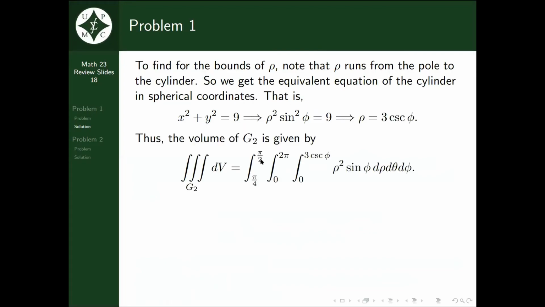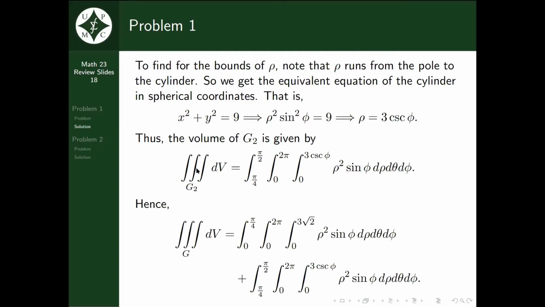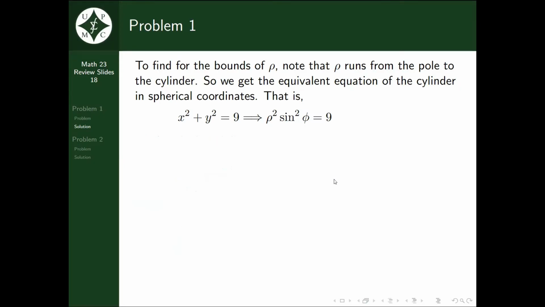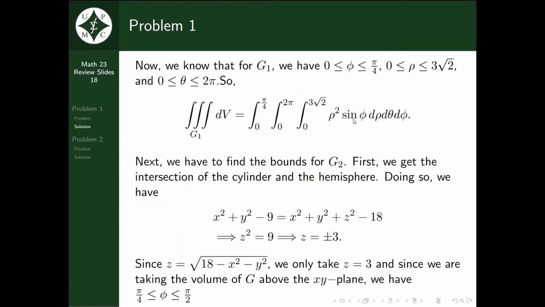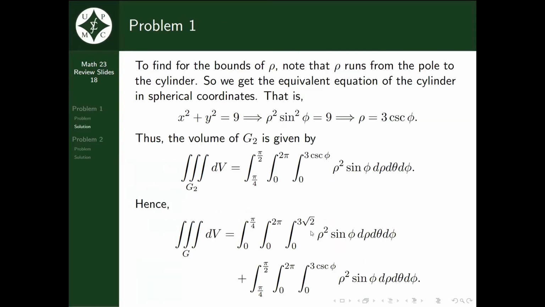So now we have our rho, phi, and theta boundaries, which we can then put here. Note that this time, the upper rho boundary is not a constant. So we can't do it in any order. We have to do d rho first, and then we can put d theta and d phi in any order we choose. So our final answer is to simply add our integrals for G2 and G1 over here. And that will give us the volume of the entire surface G.